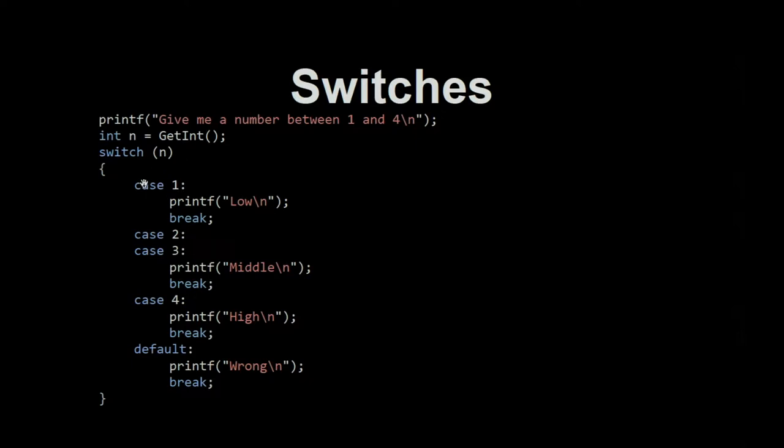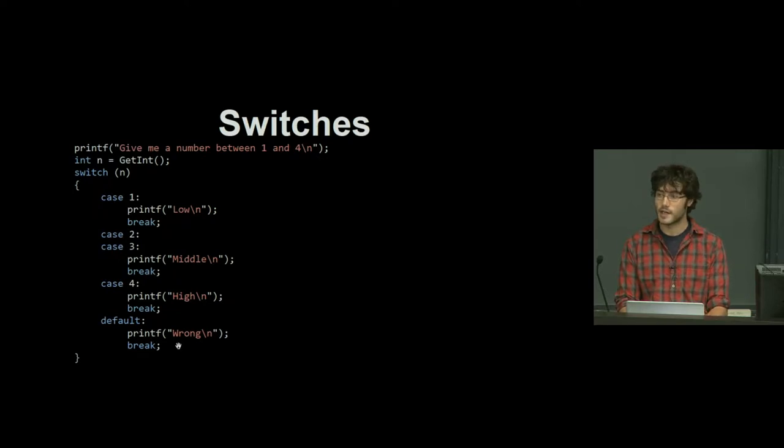So the reason you get case 1 to only print low is because I have this break here. If I threw this break away, it would print low, and then it would print middle, and then it would break. So breaks are an important part of switch conditions, and they should be there. Any cases that are not stated explicitly are handled by the default case in the switch. So 1, 2, 3, 4 are meant to be n? Values that n can be, yes.